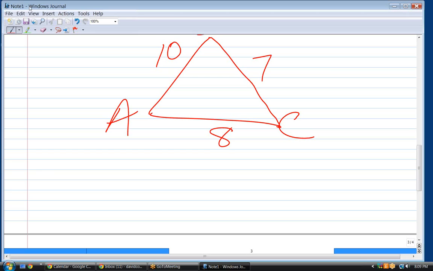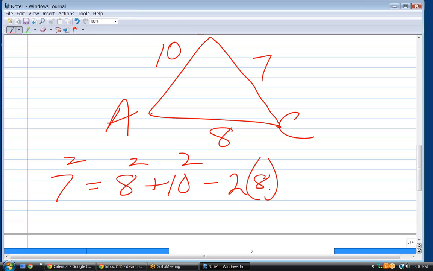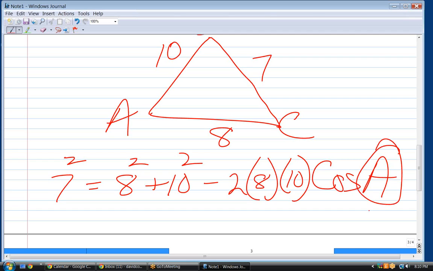Okay? It's not intuitively obvious how we do it. We're going to solve for angle A. So, 7 squared equals 8 squared plus 10 squared minus 2 times 8 times 10 times the cosine of angle A. There's the only variable. That becomes a simple algebraic equation to solve for. At one point, you have to take the inverse cosine to come up with A.